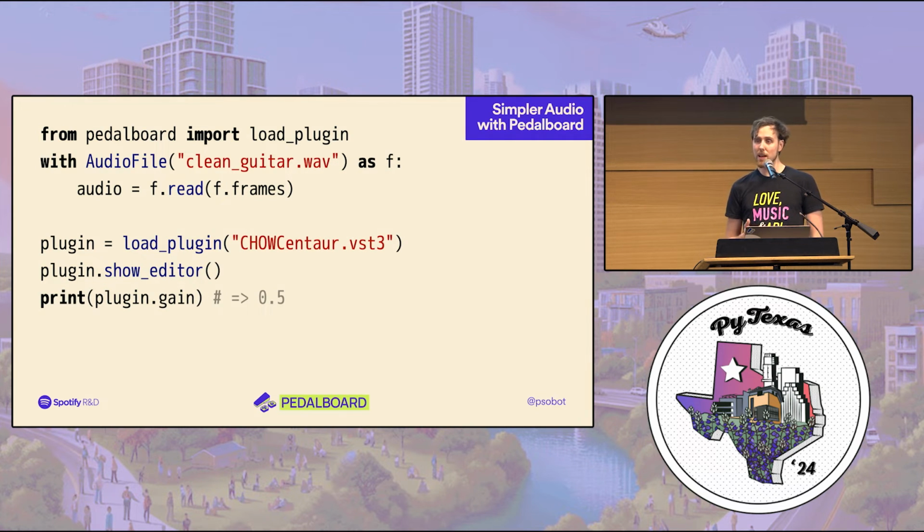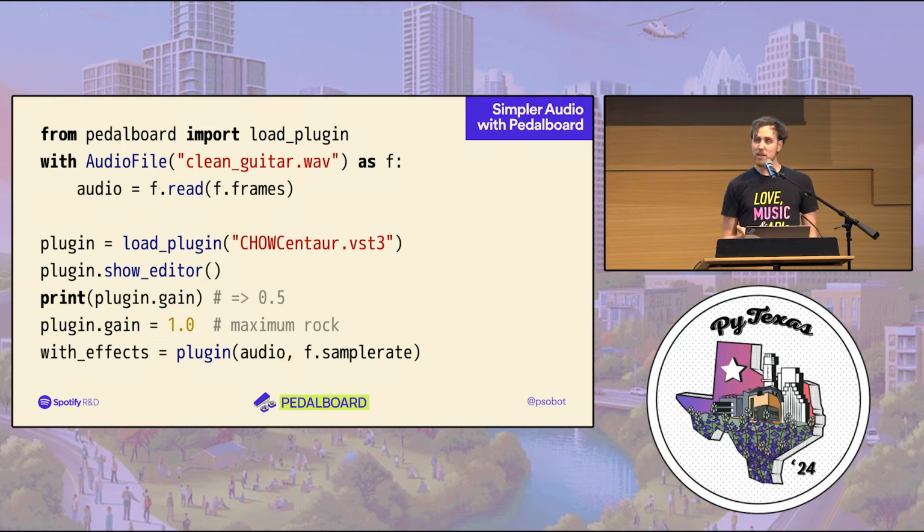So here I can print out the value that already exists for plugin.gain. I can set it to some new value. And I can also just pass audio into the plugin like I did before. So I do plugin, call it like a function, send in the audio and send in the sample rate, and it's applied to the audio.